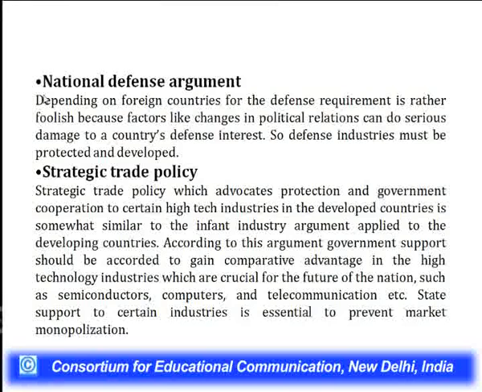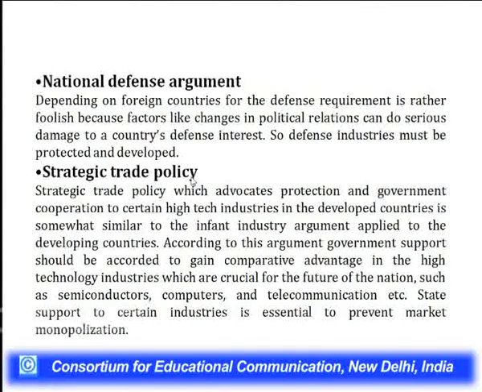National defense argument. Depending on foreign countries for defense requirements is rather foolish, because factors like changes in political relations can do serious damage to a country's defense interest. So, defense industries must be protected and developed.